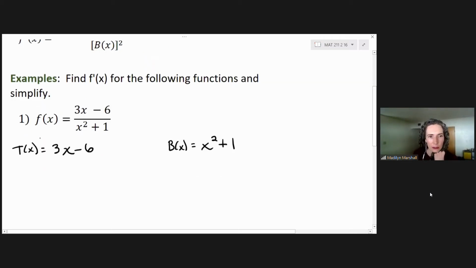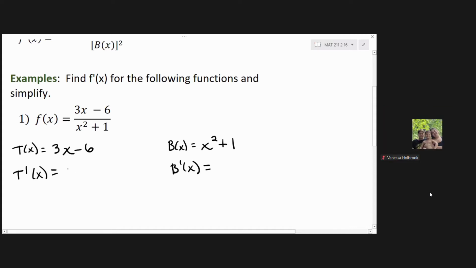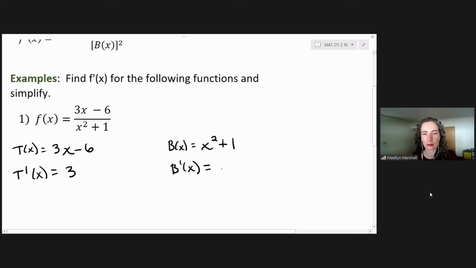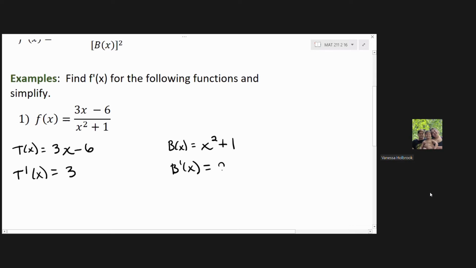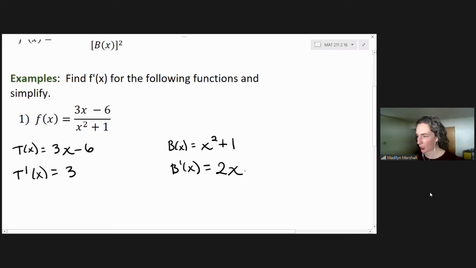And just for room, I'm going to put t prime and b prime down here. So now we need the derivatives of each of those. So what's t prime? 3. 3, yes. And b prime? 2x. 2x, exactly. So that's our power rule in action.